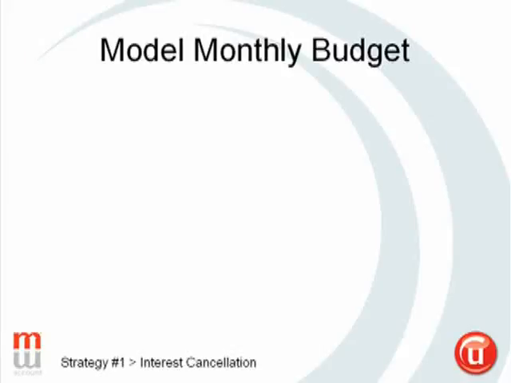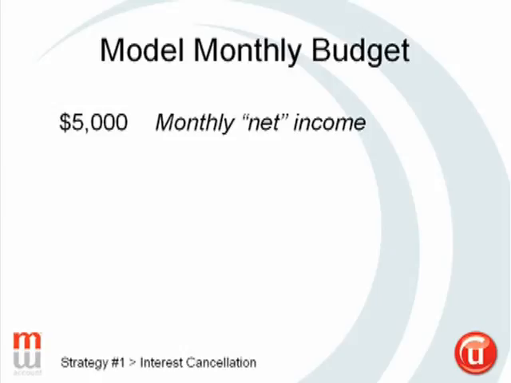I want to go a little bit deeper and view the Money Merge Account system with regards to this concept of interest cancellation and how this can work for the consumer. In order to do this, we want to set up a monthly budget for John and Rebecca Jones. We will say that John and Rebecca Jones have $5,000 of monthly net income. The reason we stress monthly net is because you can't spend your gross.